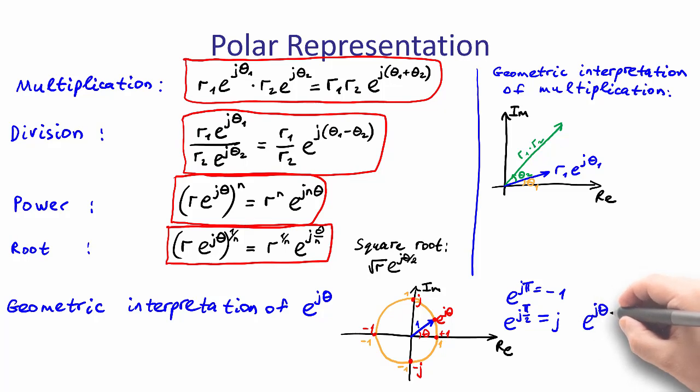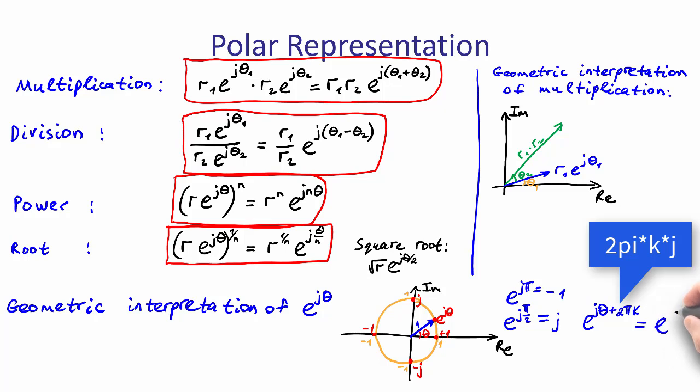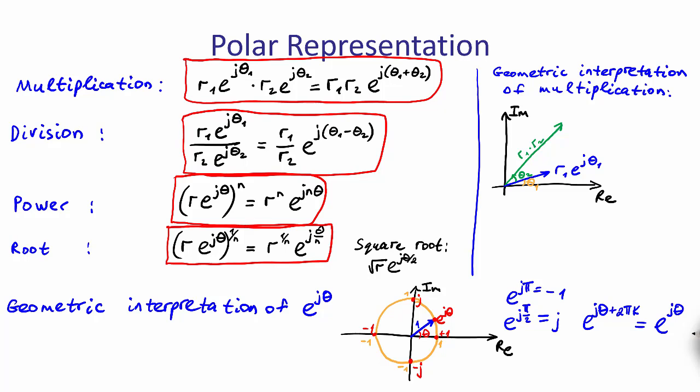Also you need to know that if you're adding to the power of exponent 2 pi k multiplied by j, this will give you always the same angle theta, which means e to the power of j theta plus 2 pi k j equals e to the power j theta, always, for any k which is 0, plus minus 1, plus minus 2, plus minus 3 and so on. Any whole number, any integer, for any integer k, this is true.